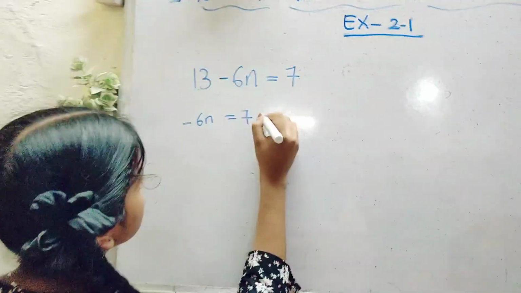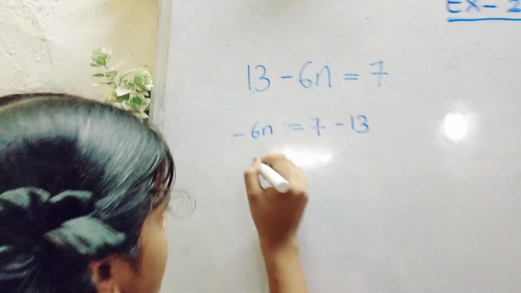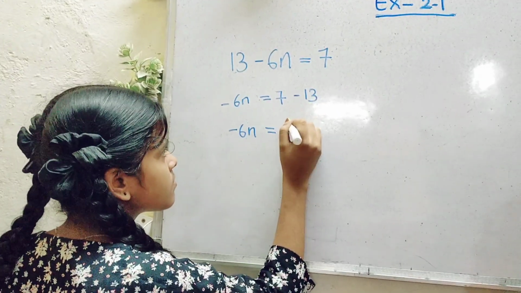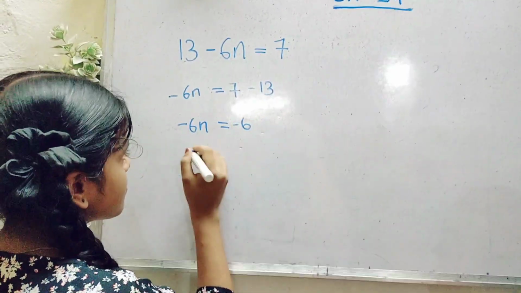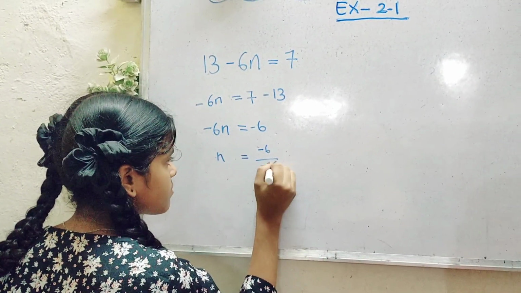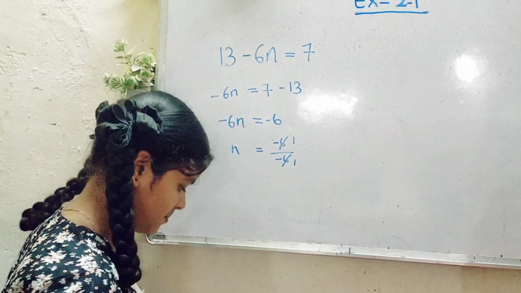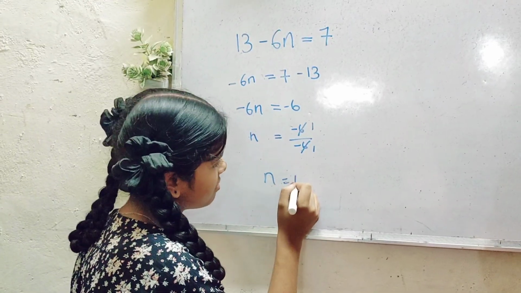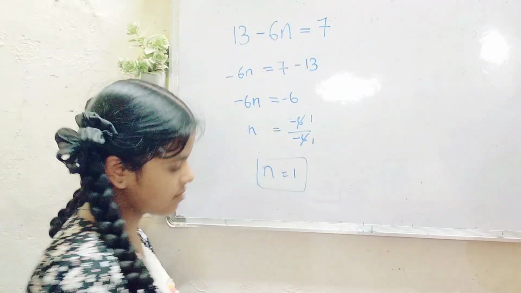Equal to 7. Then when you transpose this constant here, plus 13 will become minus 13. Minus 6n is equal to minus 6. Yes. N is equal to minus 6 by minus 6. 6 gets cancelled. So n is equal to how much? Write the value there. N is equal to 1. Is it correct, kids? Please clap for Bhagya.